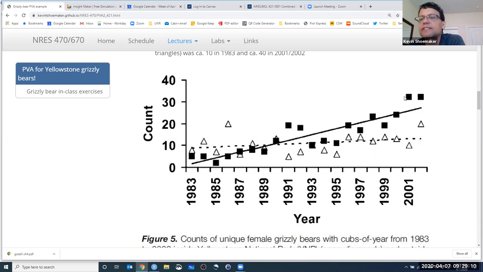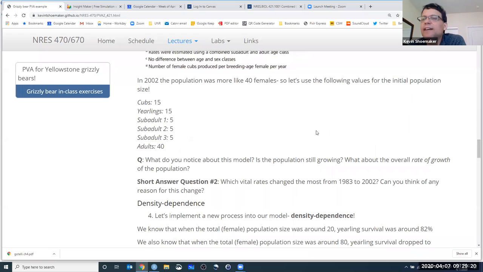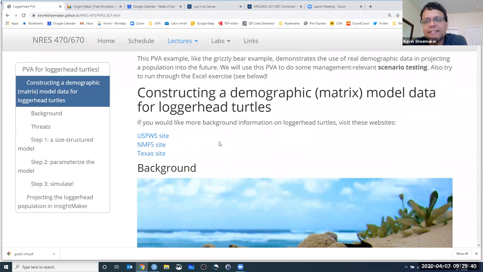And so we go through the grizzly bear example, and I won't go into any more detail right now. It's all there. You can follow along in the video. You can follow along on the website, and please ask questions if you have any on that. And then once you're done with that and you've answered the questions on Web Campus, you move over to the Loggerhead PVA.